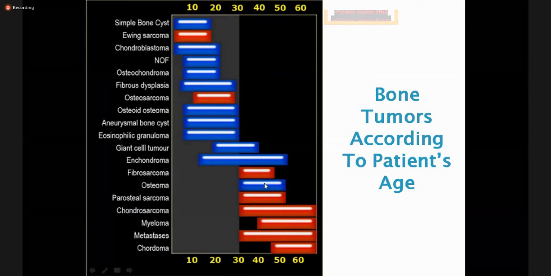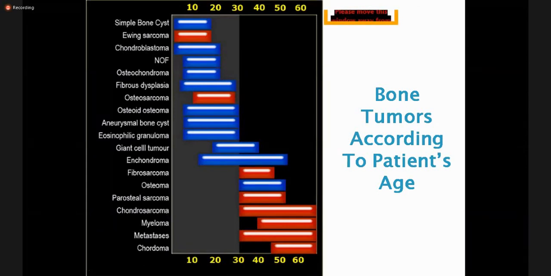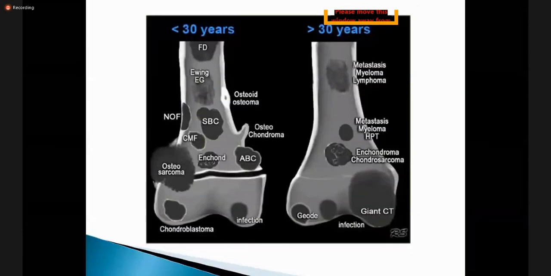And in the old age, the most common tumors are GCT, enchondroma, fibrosarcoma, chondrosarcoma, myeloma, and mets. After 40 years of age, multiple myeloma and metastasis are the most common malignant tumors. So this is the diagrammatic representation of where these tumors are present.